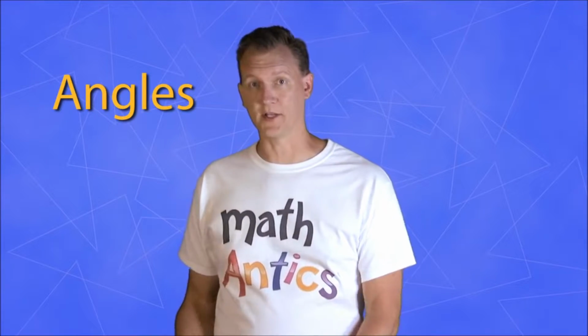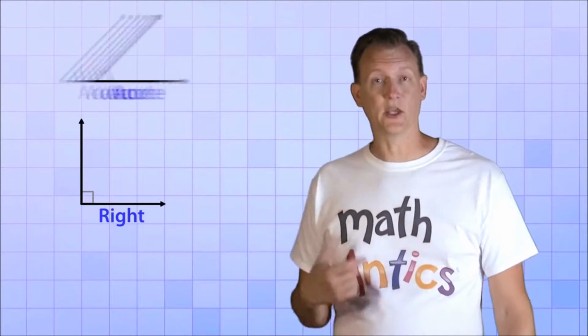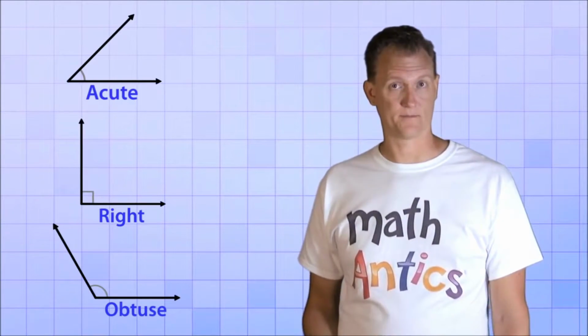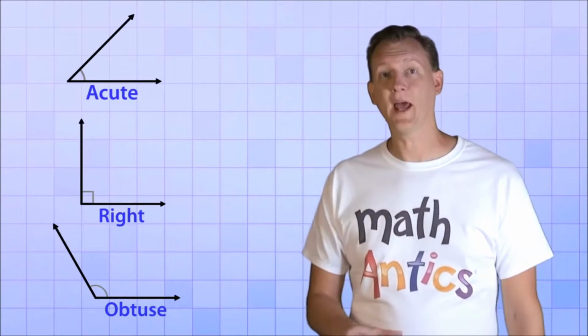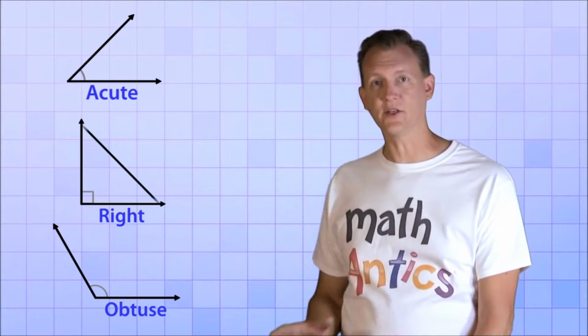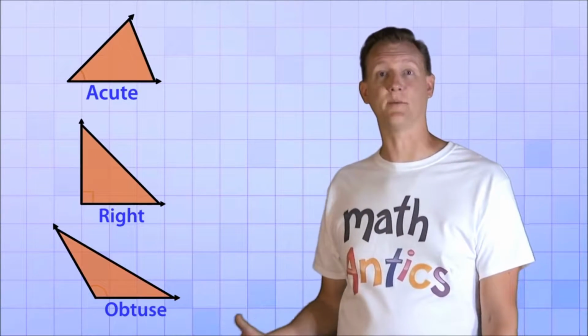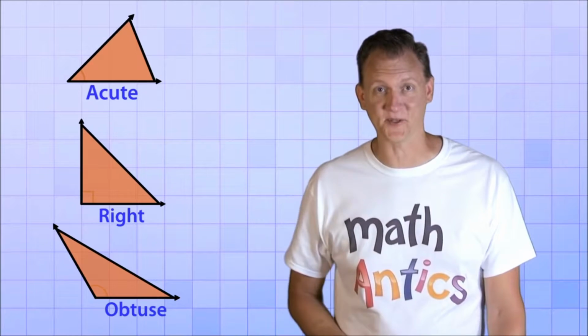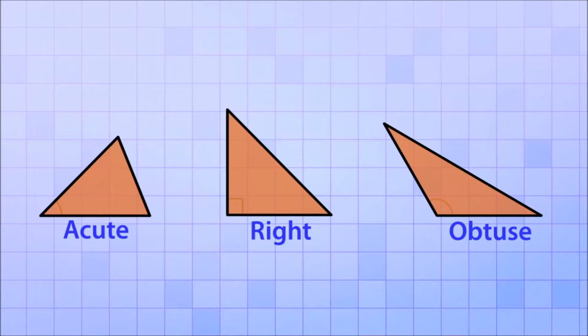Let's start by classifying triangles by their angles, since we've already learned a lot about angles in the previous videos. You may remember from our first video about angles that there's 3 types of angles. There's right angles, acute angles, and obtuse angles. Well, watch what happens if we use a third line in each of these angles to form closed shapes. Aha! Triangles.